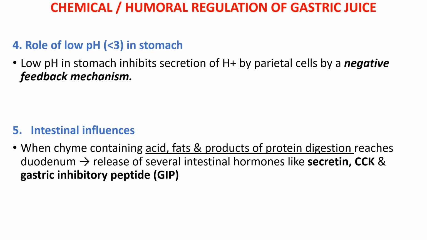Regarding intestinal influences, one must remember that whenever chyme containing acid, fats and products of protein digestion reaches the duodenum, that is the first part of the small intestine, it causes release of several intestinal hormones like secretin, cholecystokinin and gastric inhibitory peptide, which reduce gastric acid secretion.